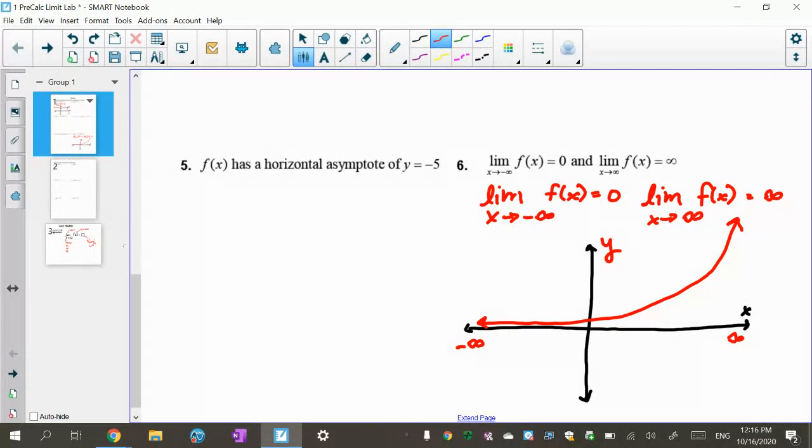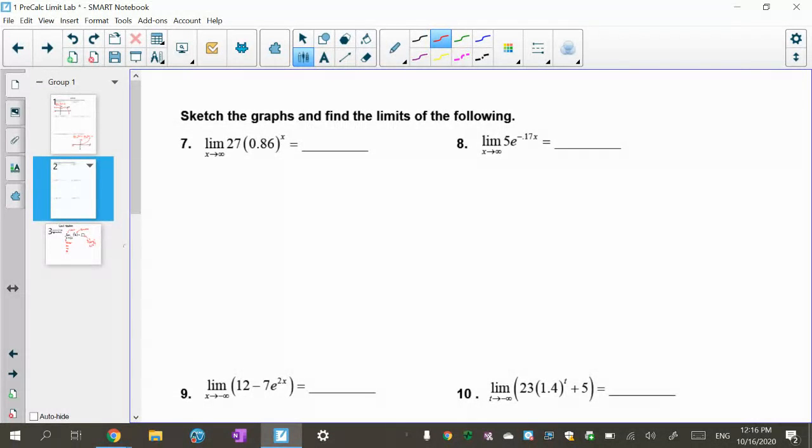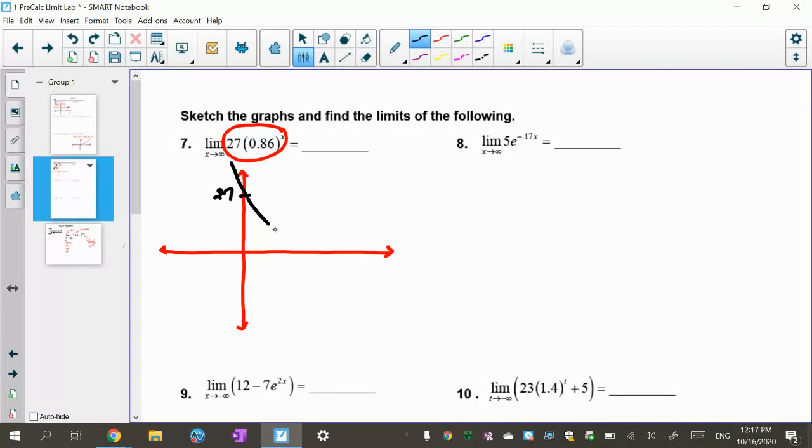Now I'm going to do one where they actually give you a function. So we'll just do number 7. There's quite a few of these to practice, if you will. So I've got this one as x approaches infinity of this function. So they already told us the function, which we know is an exponential function. So let's just kind of sketch what this looks like. We've done many exponential functions. So I know this exponential function has an initial value of 27, and it's decreasing, and it can look like this. So here's my y-axis, my x-axis. So there's just a very easy sketch of what that is.